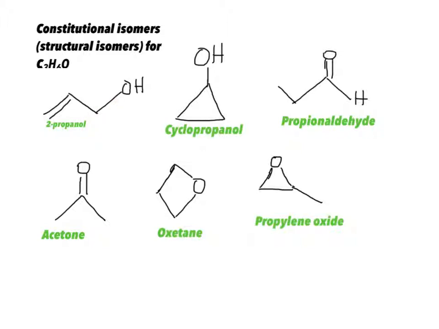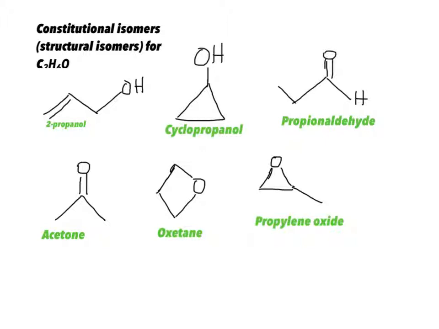The cyclopropanol also has the exact same: 3 carbons, 1, 2, 3, the oxygen and the 6 hydrogens. Then the propanal aldehyde, 1, 2, 3, the oxygen and 6 hydrogens. Again, you'll note that acetone has 1, 2, 3 carbons, 1 oxygen, and 6 hydrogens.